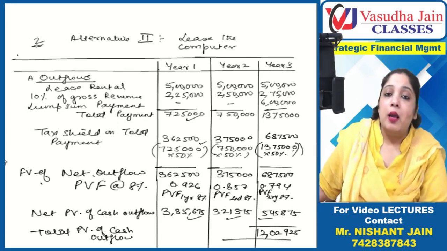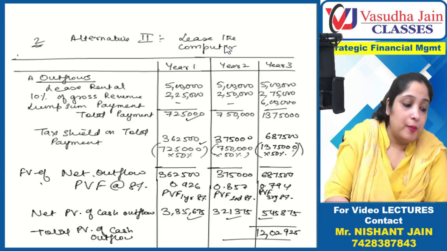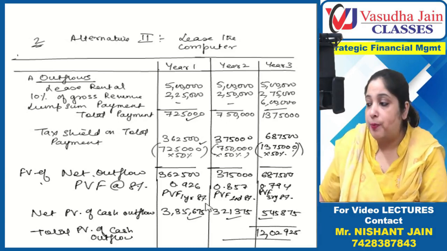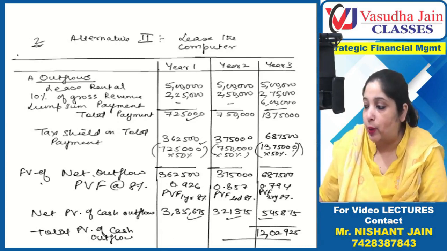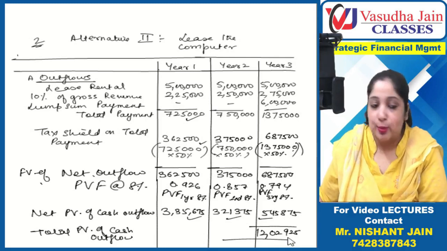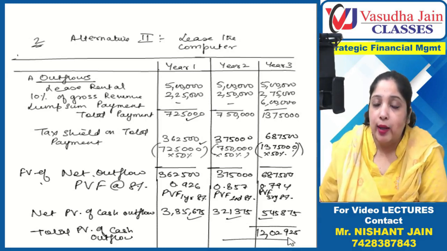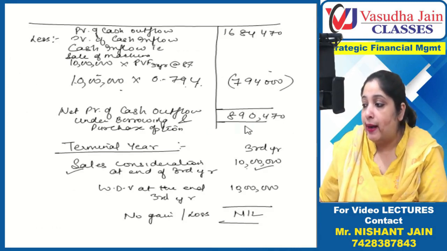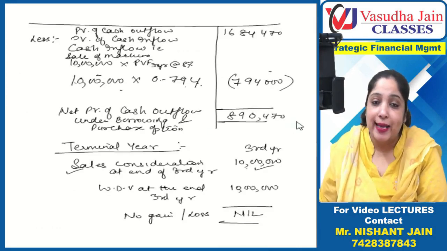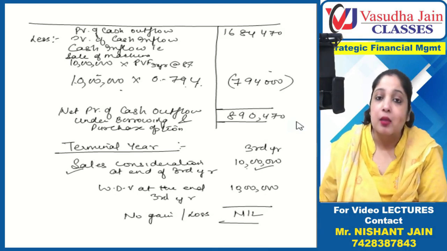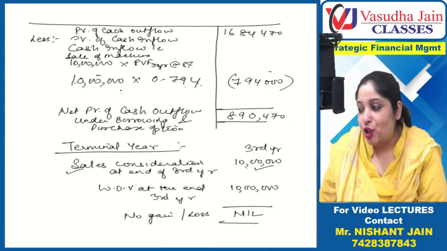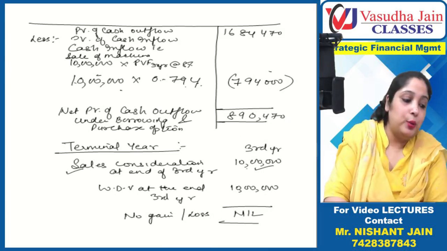Now first of all, observe, my dear students, in the lease option your total outflow present value is 12,02,925. That means whatever outflow you are going to make, its present worth is this much. Do you want to spend 12,02,925 or do you want to spend 8,90,470? Obviously 8,90,470. This is less outflow. So which option will you prefer? The borrowing and purchase option is preferable. So we are going to write the conclusion.